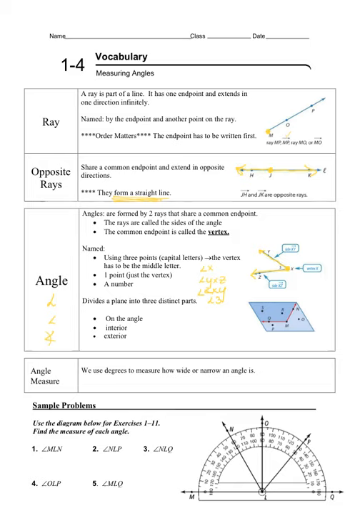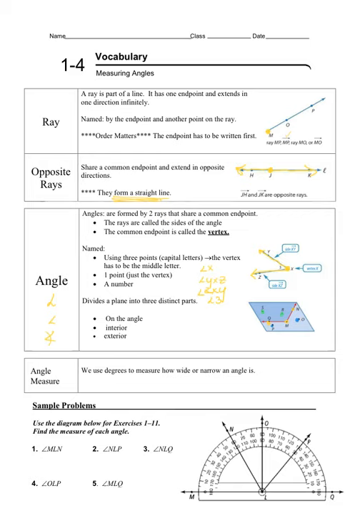And the last part here says an angle divides a plane into three distinct parts. So when we're talking about points and angles, we can say that the point is on the angle, like point Q or point M or point N. We can say the point is inside or in the interior, like R and S. Or we could say the point is outside or in the exterior of the angle, and that would be like O and P. So we could say a point is on the angle, inside or in the interior, or outside or in the exterior.